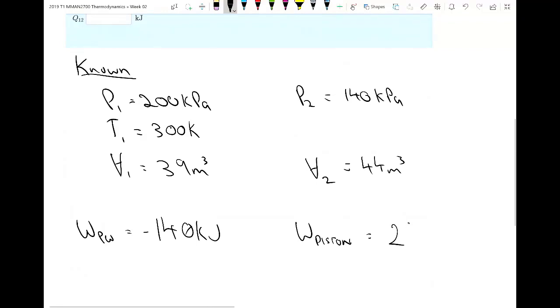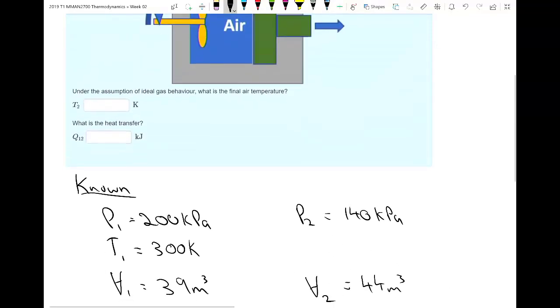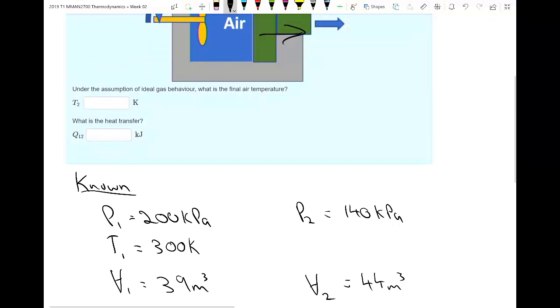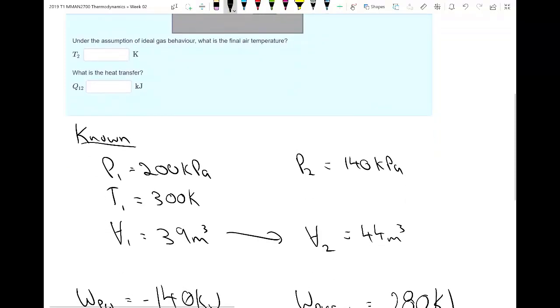That was 280 kilojoules. Positive or negative? Positive. We're happy that this is the system doing work on the surroundings. It's pushing, the volume's increasing. Indeed, you can see the volume's increasing. That's an indication that the system is doing work on the surroundings.